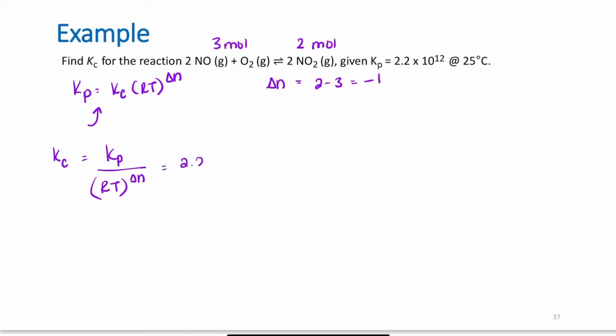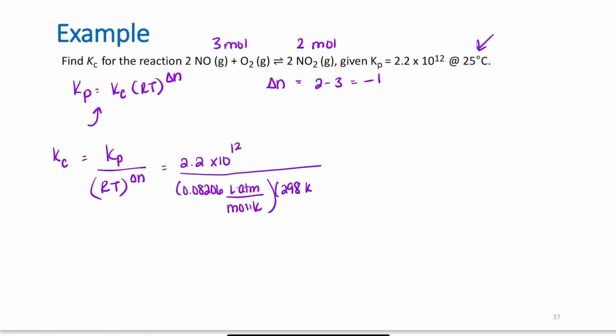This is the same as 2.2 times 10 to the 12th divided by 0.08206 liter atmosphere per mole K times 298 K, and that product is raised to a -1. Solve this out, and I get 5.38 times 10 to the -11. But I do need 2 sig figs because this only has 2 sig figs. So I'm going to round this to 5.4 times 10 to the -11.